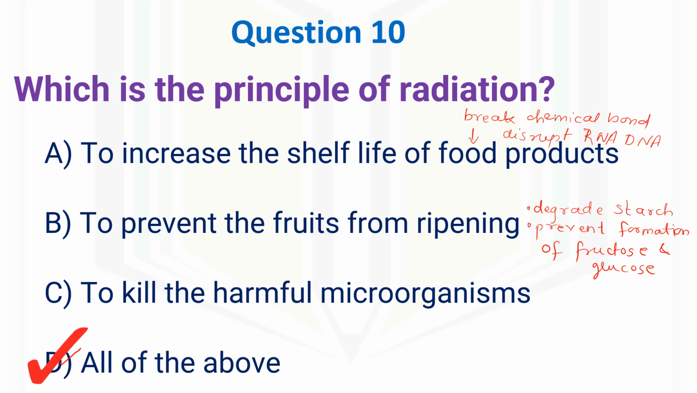It will also inhibit some of the enzymes which lead to the sprouting or which can cause some chemical reactions. So altogether it will prevent the fruits from ripening or sprouting, it will inhibit the enzyme action, it will kill the microorganisms by disrupting the DNA and RNA from the cell structure, and altogether factors will contribute to the increase in the shelf life of the food product. So here the answer is all of the above.